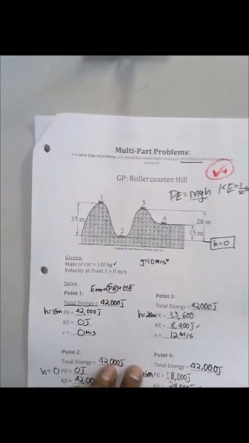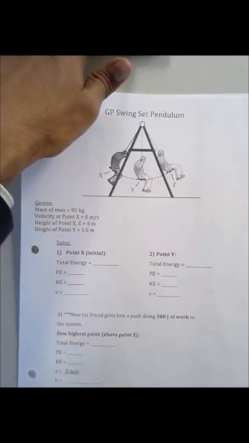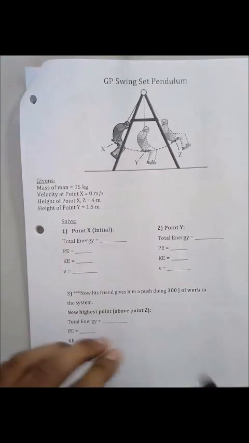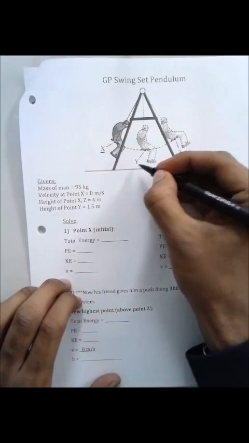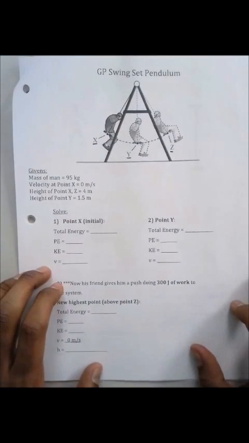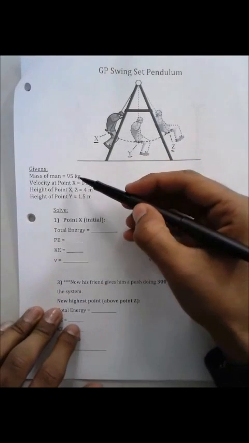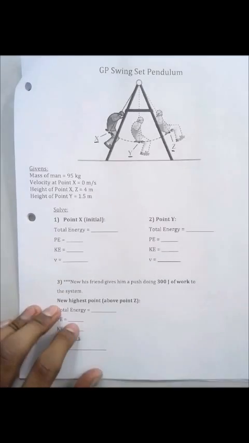Number 2. So that took me around 4 minutes. Okay. Swing set with the pendulum. Alright, so now over here, we are looking at a pendulum, and we know that there are 3 points, x, y, and z. If we're looking at points x, y, and z, we have some information here regarding the mass of the man, the velocity at point x, the height at point x, and the height at point y.